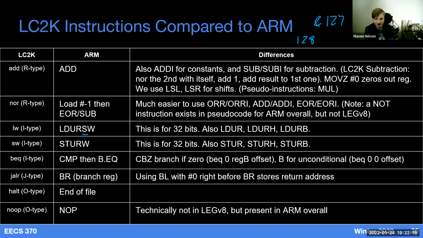And then we also have an unconditional branch, and a branch if 0. So this CBZ, we don't need the compare instruction first for that one. We can just branch if it's 0.